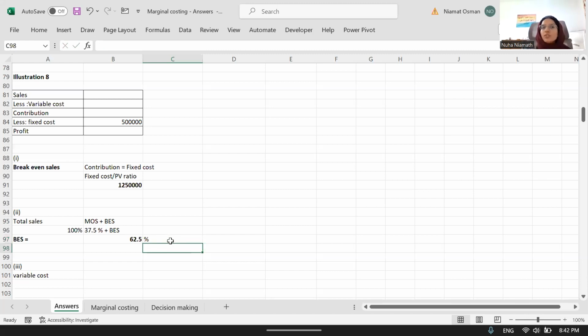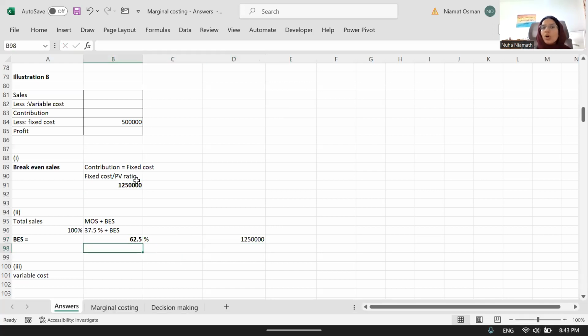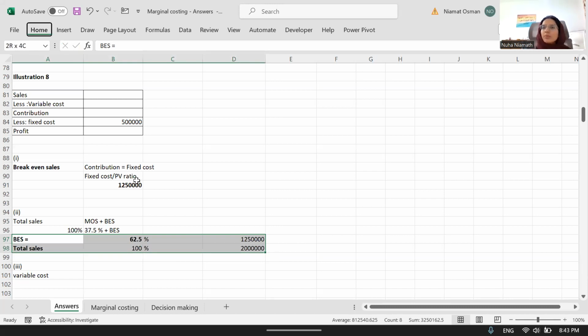Okay. So if 62.5% is equal to 12.5 lakhs, how much will 100% be equal to, which is basically my sales? 100 into 12.5 lakhs divided by 62.5 gives me 20 lakhs. This is my total sales. Got it, everybody? Any confusion, anything that somebody is not able to understand? All clear so far?